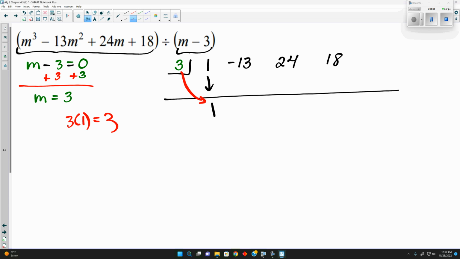And 3 times 1 is 3. So we multiply the number in the cubbyhole by the number under the line. So 3 times 1 is 3. And we place it under the next number. Add straight down. So we'd have negative 13 plus 3. Questions on this so far?